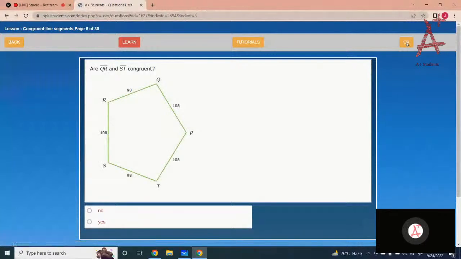Okay, the next one is, are QR and ST congruent? QR is 98 and ST is 98. So yes, they are congruent. Got it?